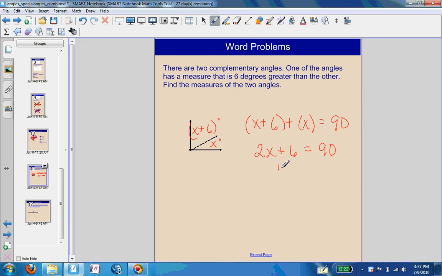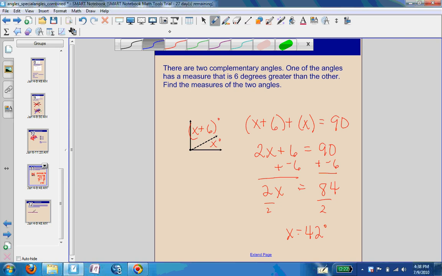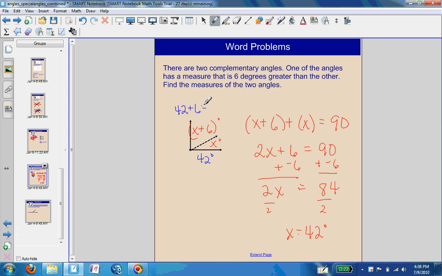I'm going to add negative 6 to both sides in order to get the variable by itself. And I end up with 2x equals 84. I'm going to divide both sides by 2. And x equals 42 degrees. I'm going to plug that back in. And I find that my smaller angle is 42 degrees. And then 42 plus 6 gives me the bigger angle, which is 48 degrees. Now my check step is adding those together to make sure that they add up to 90 degrees. And sure enough, when I do that, I get 90.